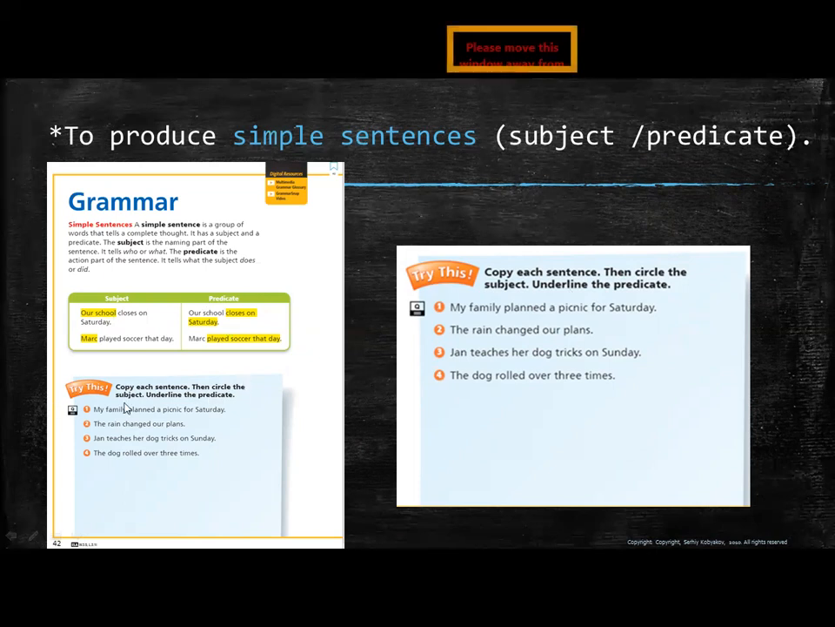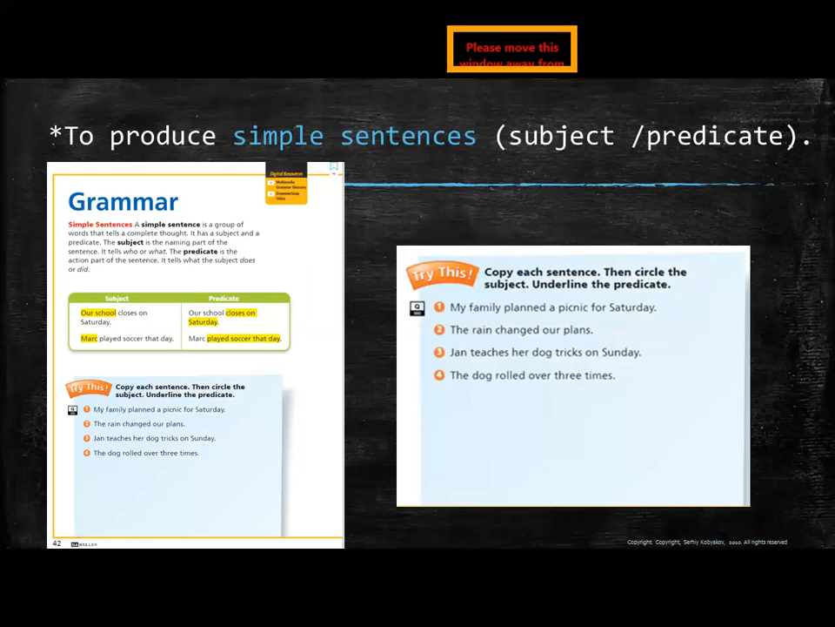Now, I want you to try this activity with me. This is from your book, and I'm going to attach this particular page along with today's post so you can always have a closer look, download the attachment. All right, so let's get started. First of all, I want you to pause this video, copy these sentences down, and the first two I'll do for you, and then let's see how you do with the other sentences. All right, so what do I have to do? Let's read the instructions. Copy sentence. Then circle the subject, and underline the predicate.